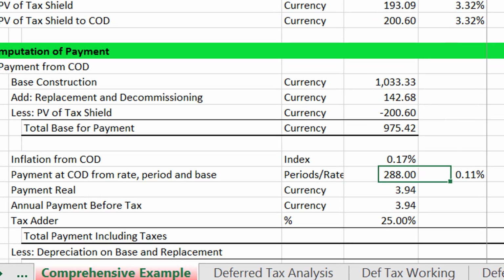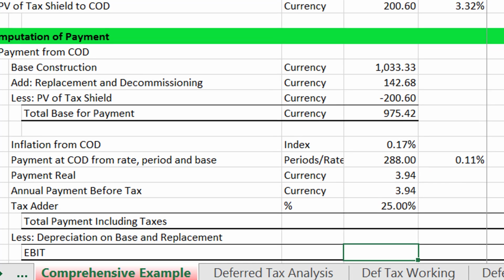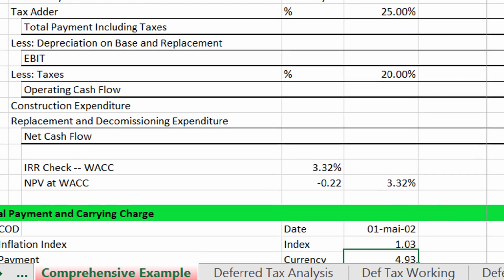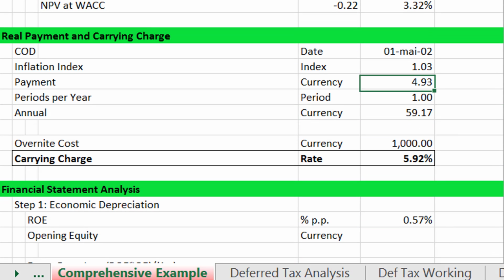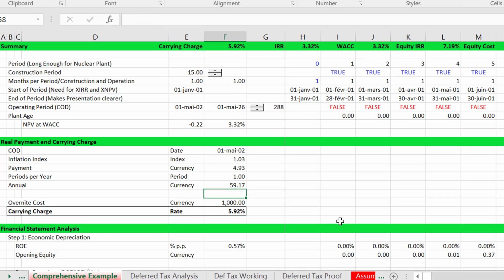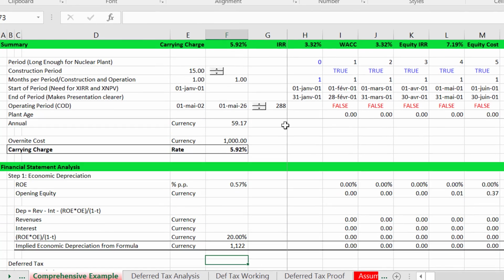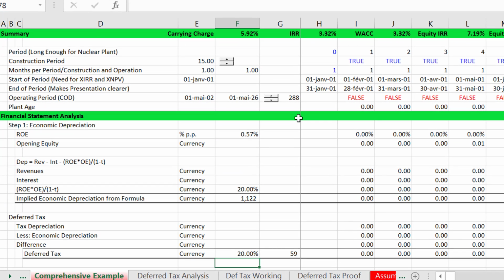Where is my payment function? Here. This is the payment function. And you do that at a real rate. And once you do it at a real rate, you then escalate it. Then you put in all your taxes and you get the IRR. Finally, you take that first period, you go to the COD, you use a lookup function, and you find the first period carrying charge amount, you annualize that, and that's our number. And then the rest of this stuff goes through piece by piece.